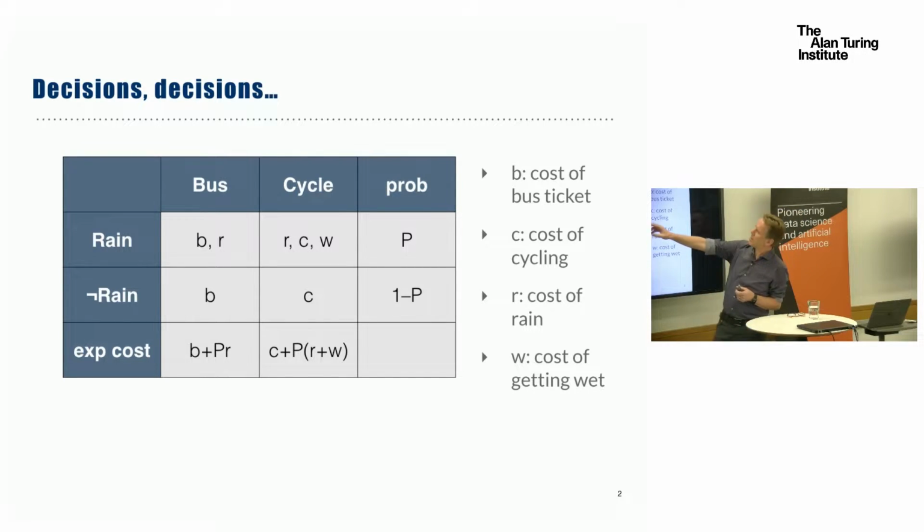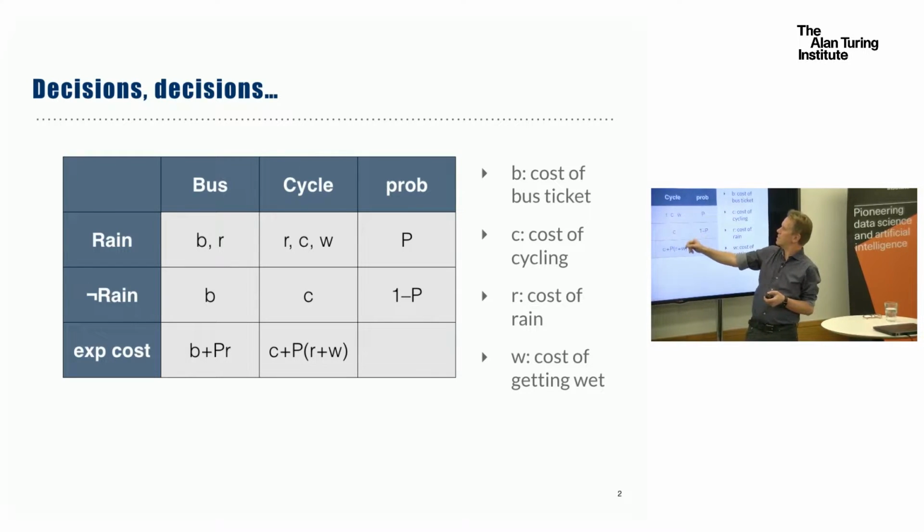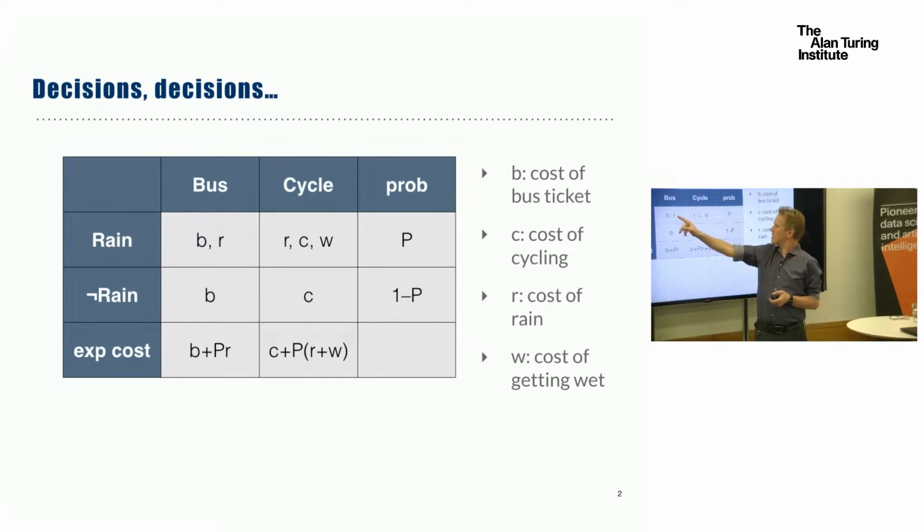And then we have a table like this. It rains with a certain probability p. It doesn't rain with the probability 1 minus p. And then these are my decisions that I can take. I can either decide to take the bus. I can decide to cycle. If I take the bus, I have the cost of a bus ticket. In this column, if I cycle, I have the cost of cycling. If I cycle and it rains, I have the cost of getting wet. If it rains, I have the cost of rain, and so on.